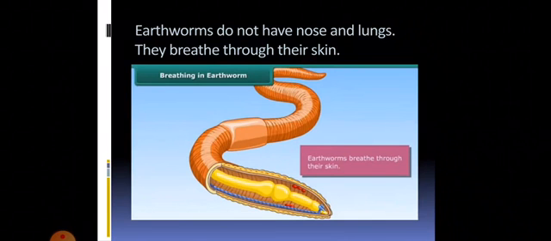But when we talk about animals like earthworms, they too don't have a nose and lungs. They do not even have spiracles. They breathe through their skin.